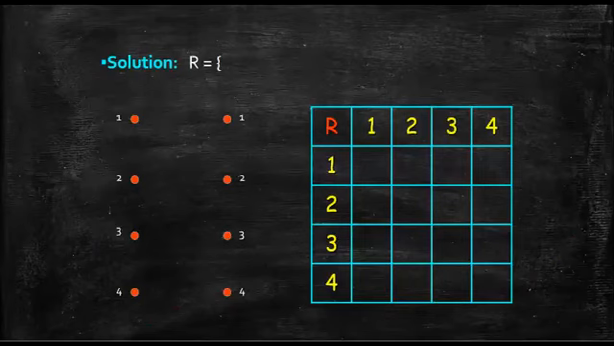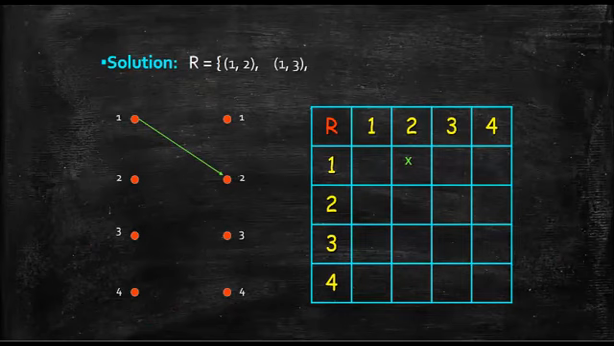The solution: we can't take 1 comma 1, so we are taking 1 comma 2. Then we have mapping 1 to 2, and we are also representing it in this table. So we are taking 1 and 2. Then the next thing, 1 comma 3, similarly mapping along with the table 1 comma 4.